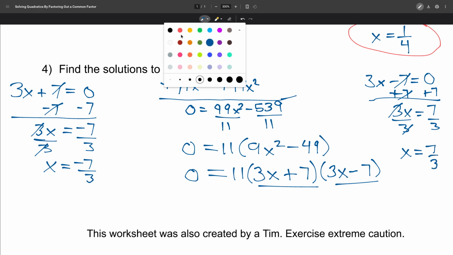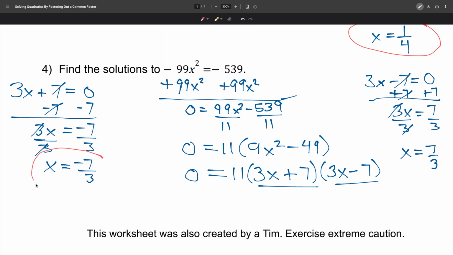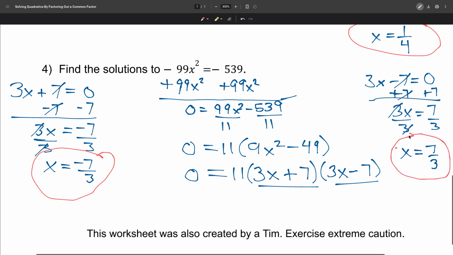So, two solutions for this last one. x equals negative 7/3, and x equals positive 7/3.